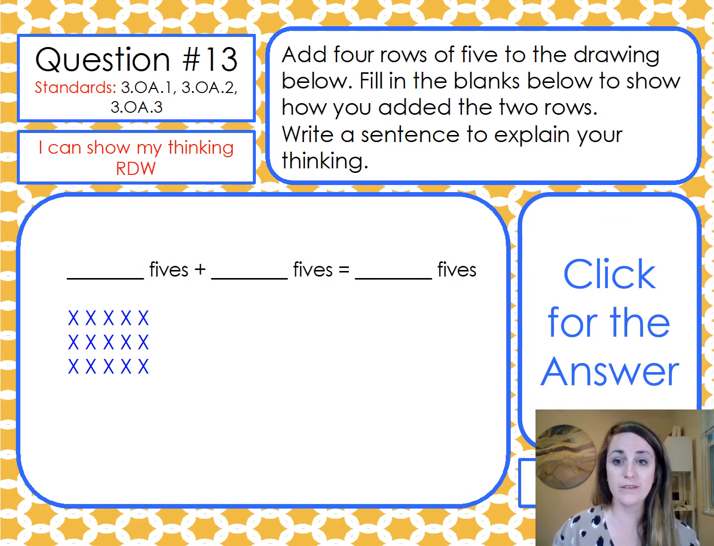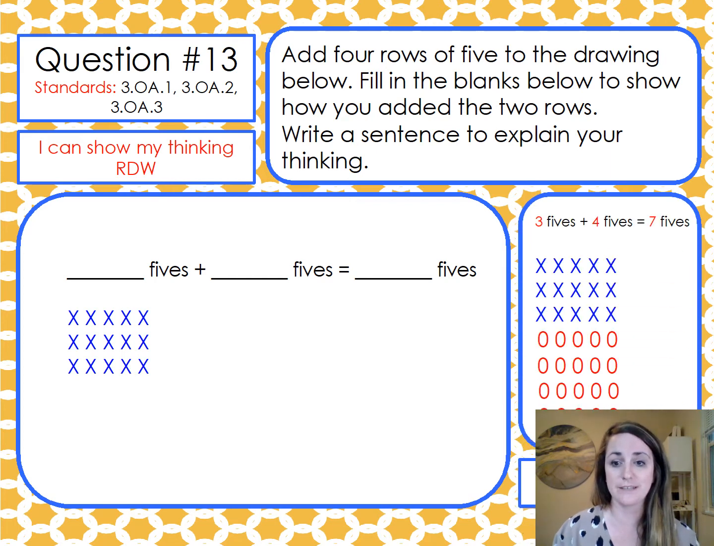Add 4 rows of 5 to the drawing below, and fill in the blanks below to show how you added 2 rows. Write a sentence to show your thinking. We started with 3 5s, and then we added 4 5s. Finally, we had 7 5s. We see the 3 5s when we look at the X's. We see the 4 5s when we look at the circles. And we see the 7 5s when we look at the entire array.